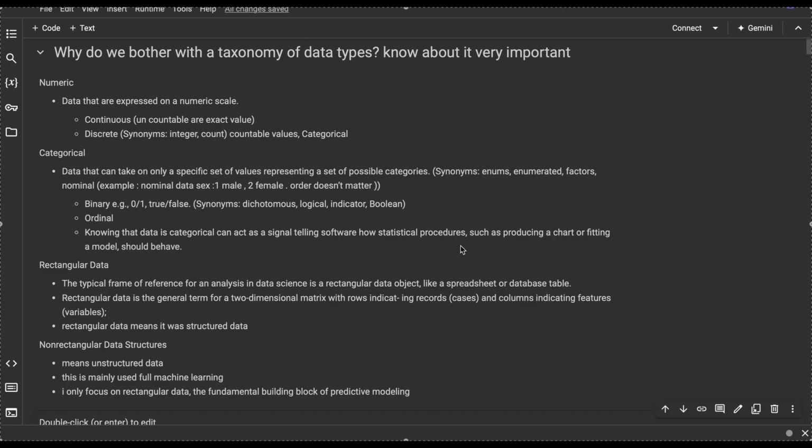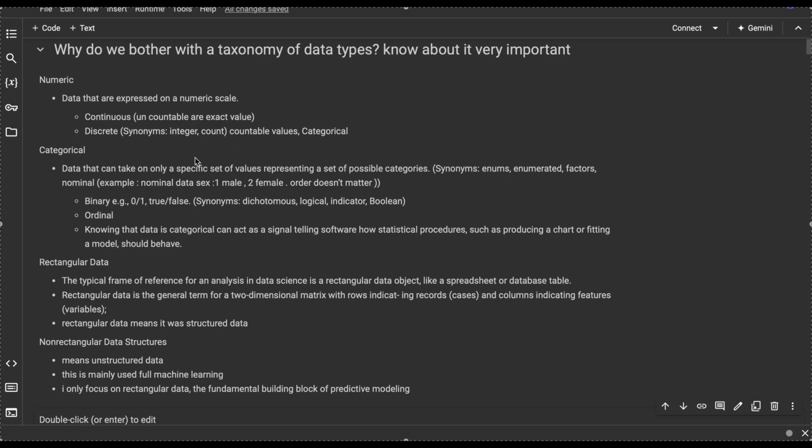Understanding the data is the first thing you need to do, and it is very important. Data can be of two types, categorical and numerical. The numerical data I show on the screen. Numerical data can be divided into two, continuous variables and discrete variables. Continuous variables are uncountable or unpredictable values.